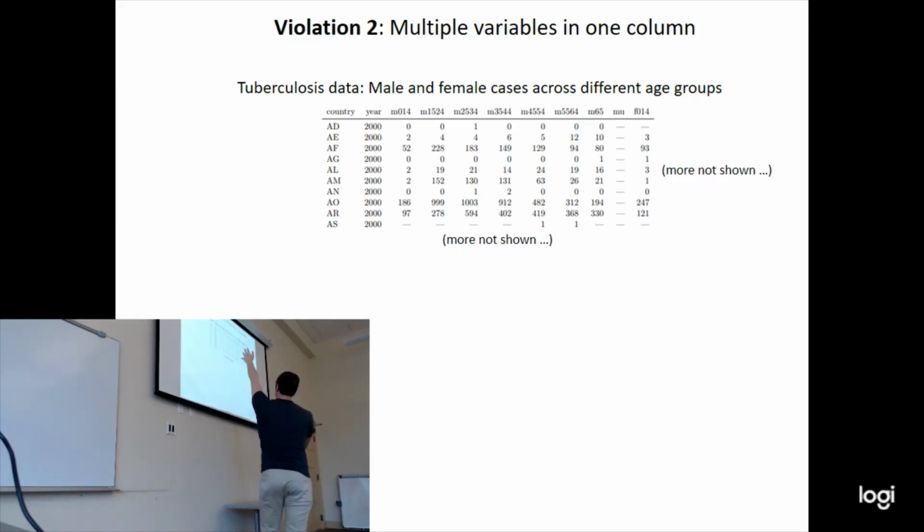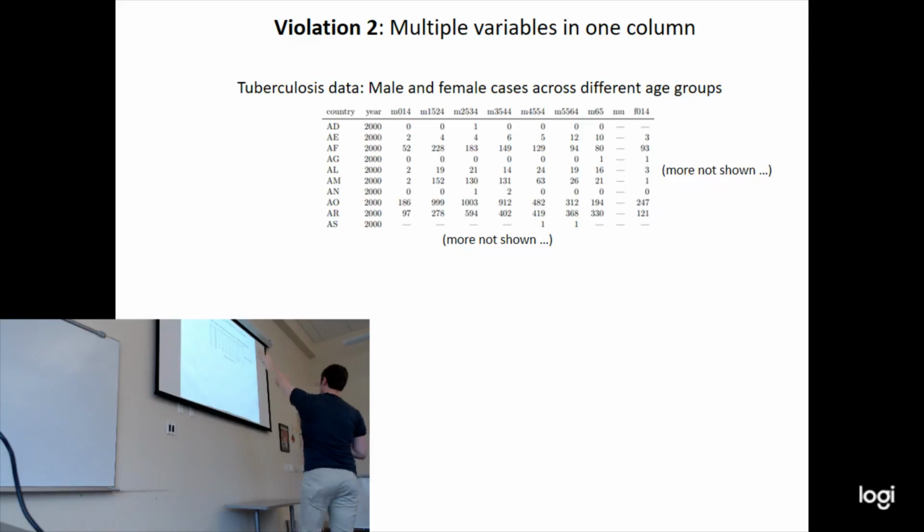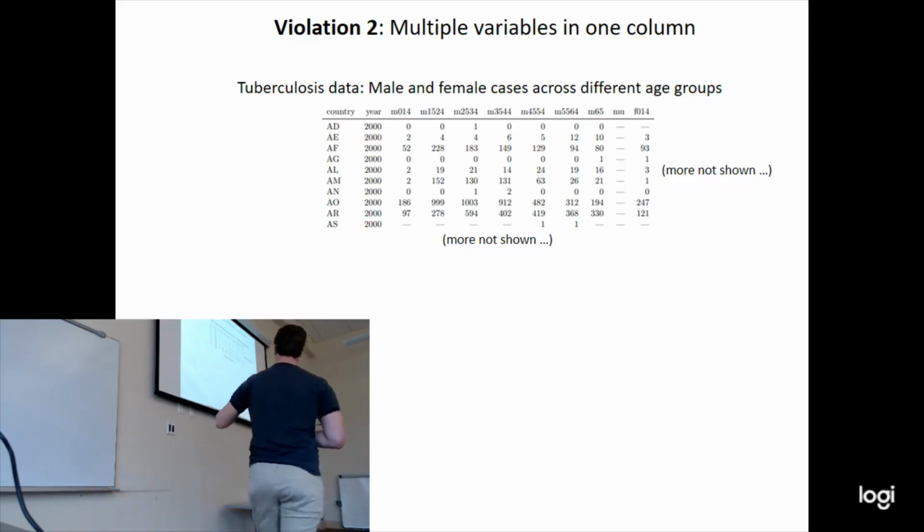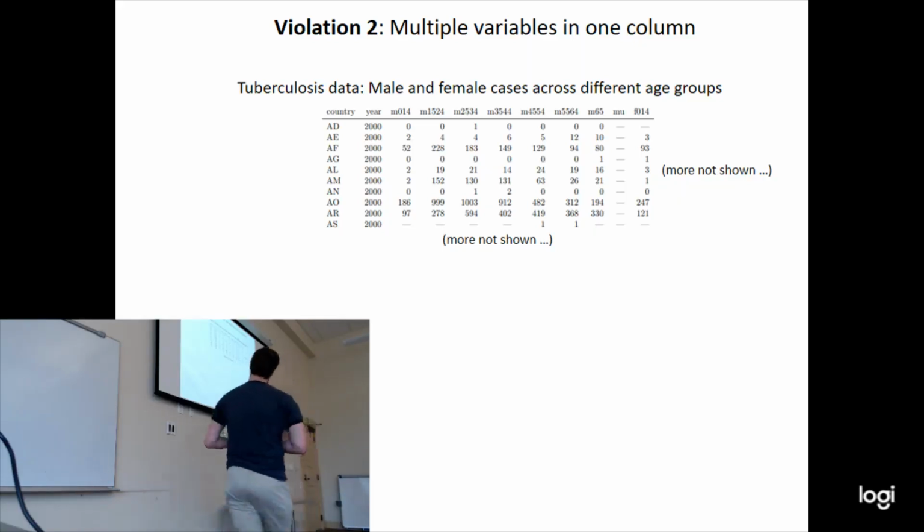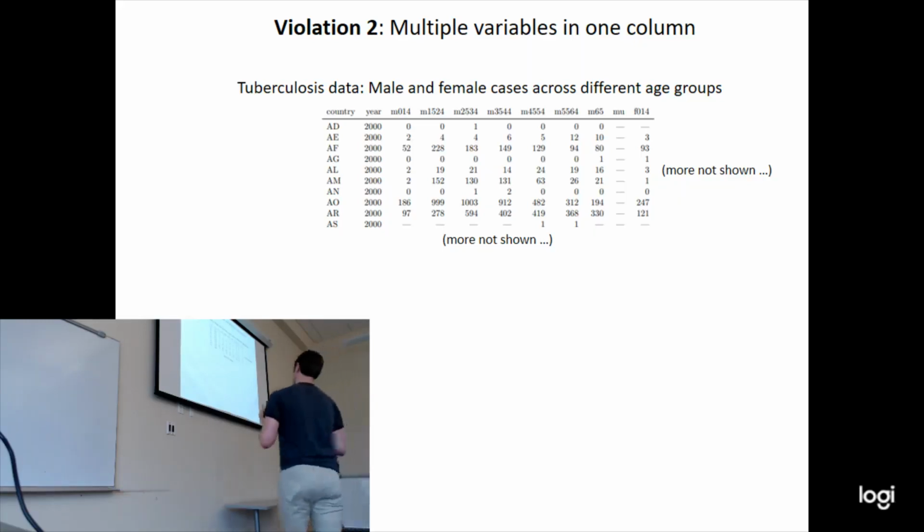So we've got country, year, and a bunch of columns called M014, M1524. There are a lot of them. I'm not showing all of them. Those M's represent male tuberculosis cases, the F's represent female tuberculosis cases, and the numbers represent an age group. So the age from 0 to 14, 15 to 24, and so on. This is, in my opinion, a strange way of representing these data, pretty hard to understand.